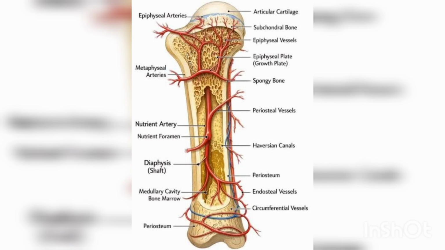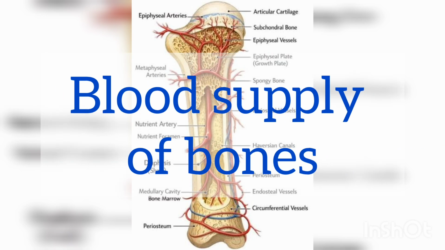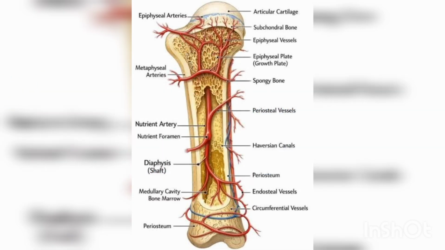And finally, let's talk about something that's often overlooked: the blood supply of bone. A bone may look like a solid structure, but it is highly vascular. A long bone receives blood from different sources, including the nutrient artery, the periosteal vessels, and vessels supplying the epiphysis and metaphysis. The nutrient artery enters the shaft through a small opening called the nutrient foramen and supplies much of the internal bone and bone marrow.